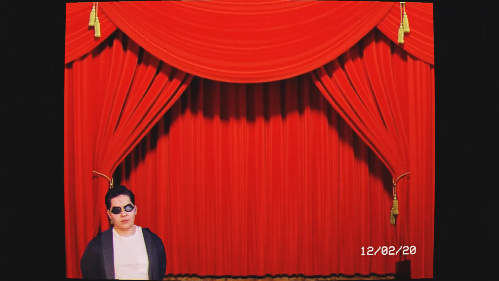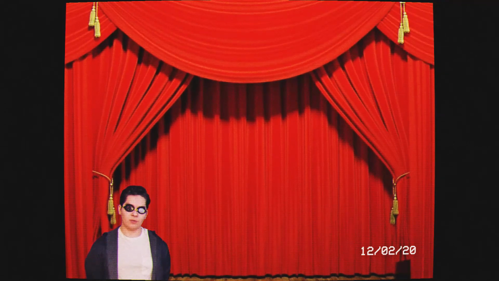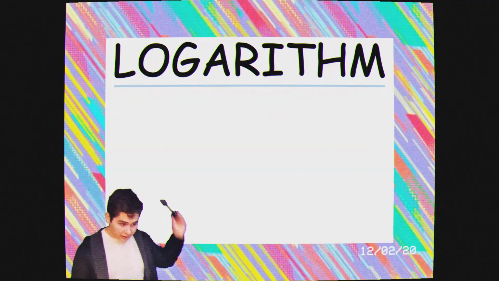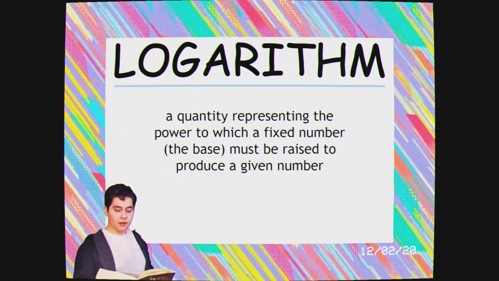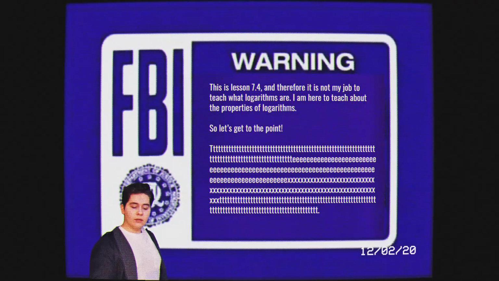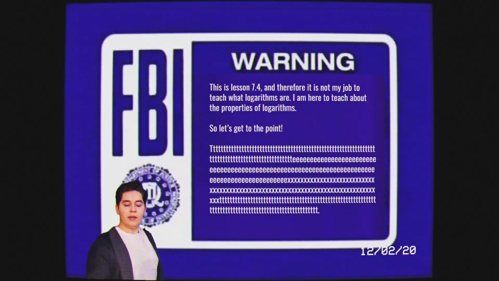Hi, I'm Jacob Williams, and I'm here to teach you about the properties of logarithms in Chapter 7.4. To review, a logarithm is a quantity representing the power to which a fixed number must be raised to produce a given number. Warning: this lesson is 7.4, and therefore it is not my job to teach what logarithms are. I am here to teach about the properties of logarithms. So let's get to the point.